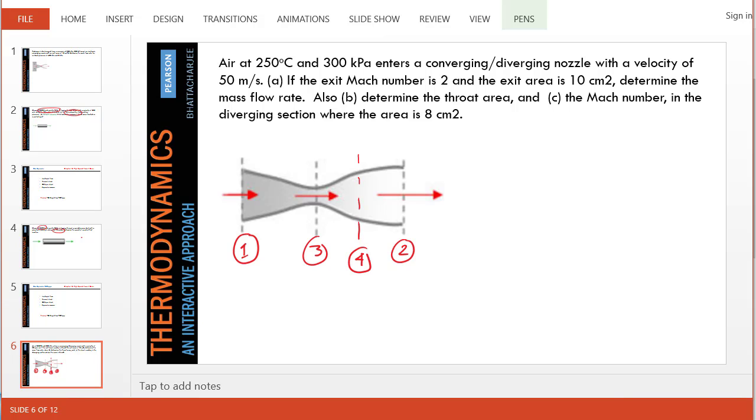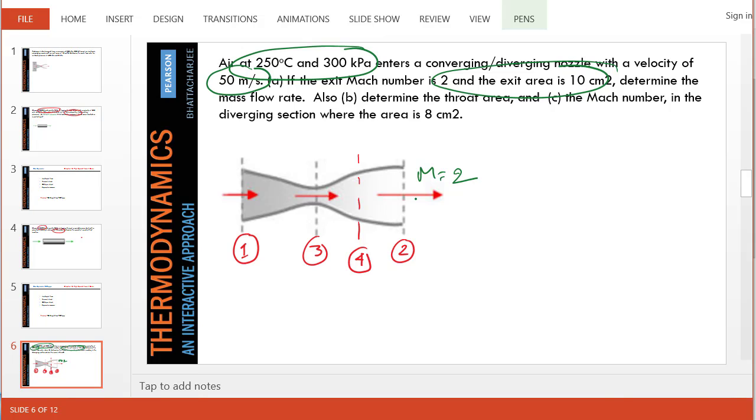Now this is a real gas dynamics problem. We have air entering at 250 degrees Celsius and 300 kPa at, we'll call it state 1 right here. The velocity is also supplied, 50 meters per second. And the exit Mach number is 2. Obviously it has to be in the diverging section, and we are calling it state 2 here. The Mach number is given as 2, and also the area is given, 10 centimeters square. Therefore, this state can be fully evaluated.